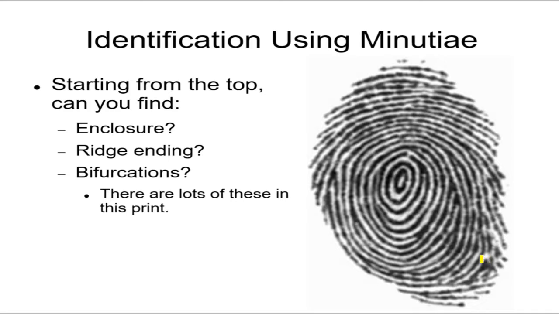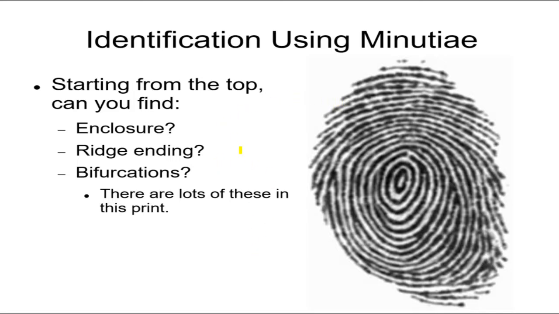See that? That's a little bit wide for a bifurcation. That's actually a delta, which makes sense. A whorl has at least one delta. Here's another bifurcation. I think this is a ridge ending right over here. And another bifurcation. So this is what fingerprint analysts do.